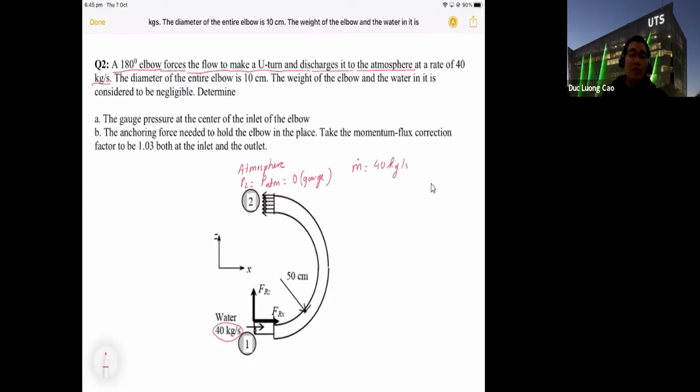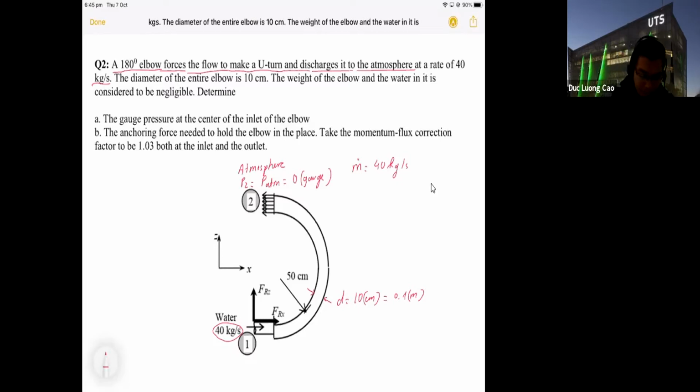The diameter of the elbow is D, 10 centimeters, which converts to SI units as 0.1 meter. The weight of the elbow and the water in it is considered negligible, so you can ignore the weight.